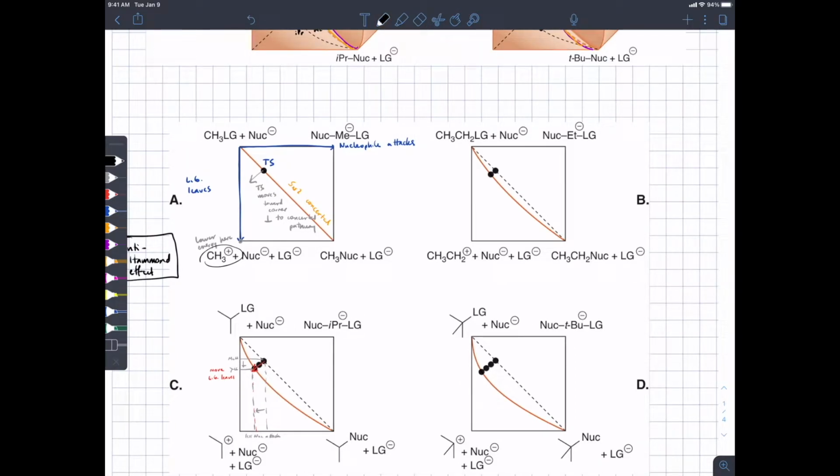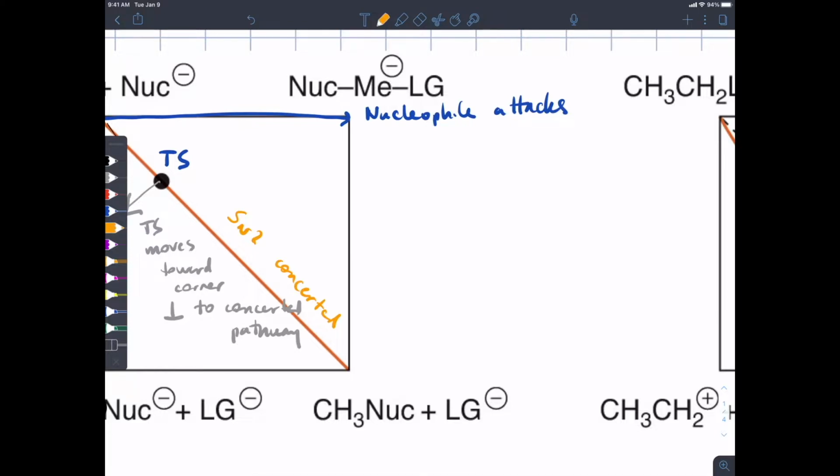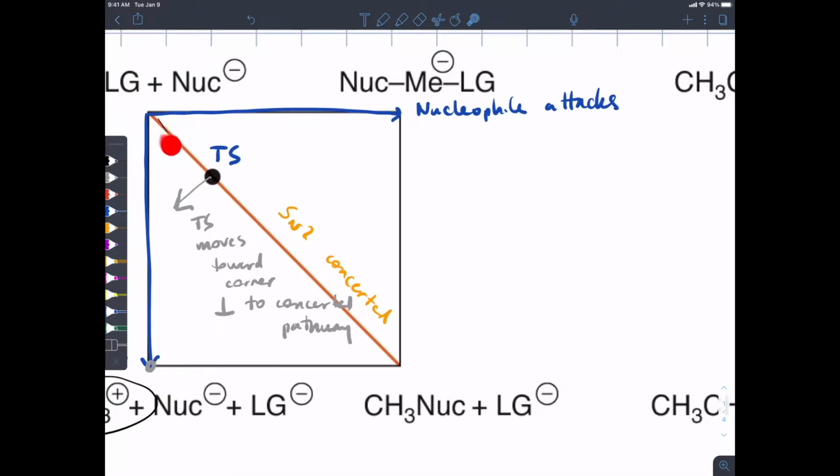So if we were to consider along this orange pathway and just take a slice of the potential energy surface and just look at the energy diagram along this pathway, here's the SN2 reaction, and let's say this is the SN2 reaction with a weaker nucleophile, and then here's the transition state and here's the product.